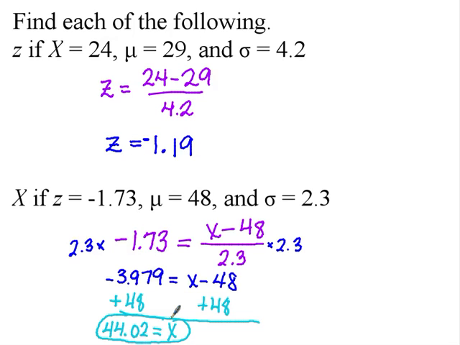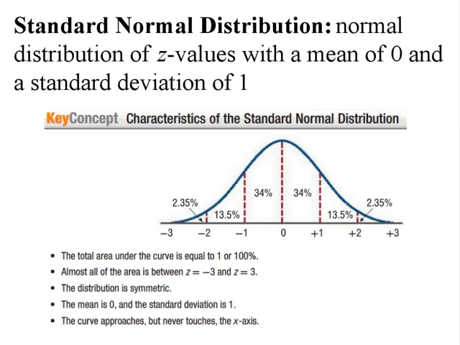So now what we're going to do is look at some more characteristics of the standard normal distribution. Now this is different. There's one different word. What's the different word? Standard. We looked at normal distribution. This is the standard normal distribution, and that means that we have a normal distribution of Z values with a mean of 0 and a standard deviation of 1.